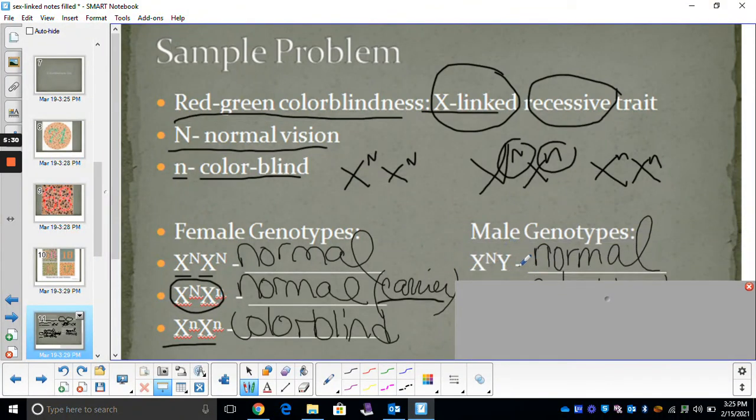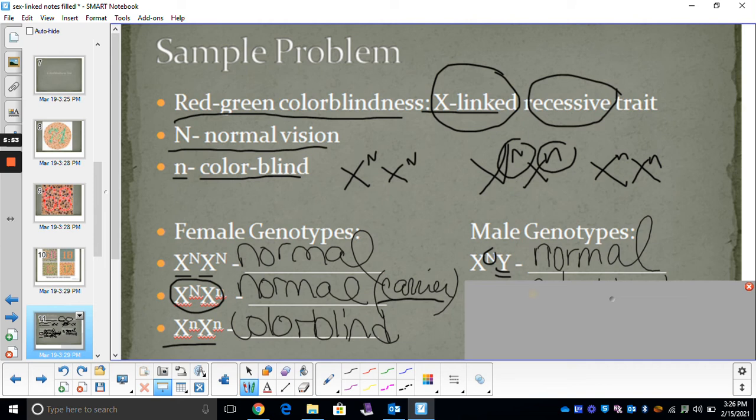Remember, why don't I have a little N over here? Because color blindness is an X-linked trait. It's only on the X chromosome. Kiddos, these traits will only be on the X chromosome. So for a normal male that sees normal vision, you have an X with a little N up top, and nothing on the Y. There will not be anything on the Y because it's an X-linked trait.